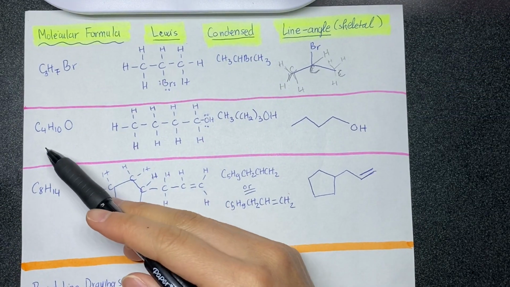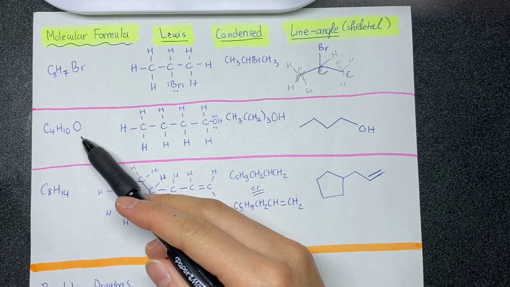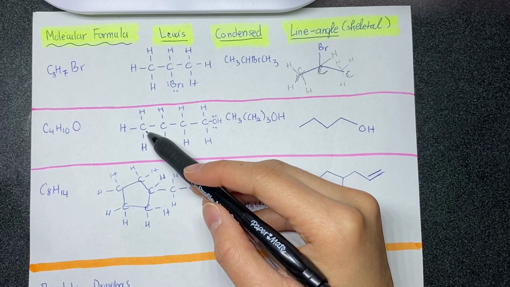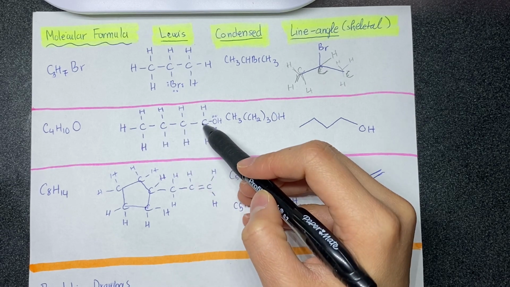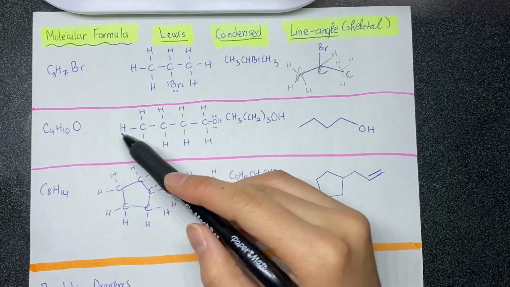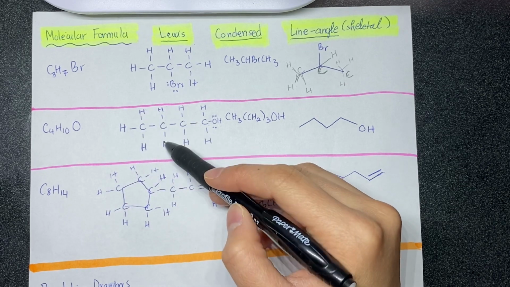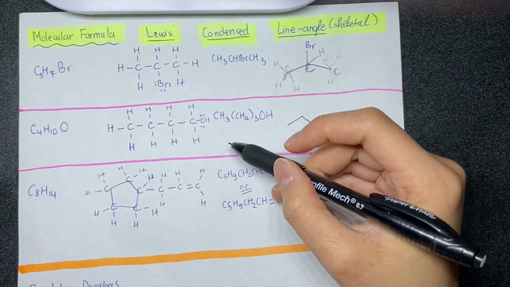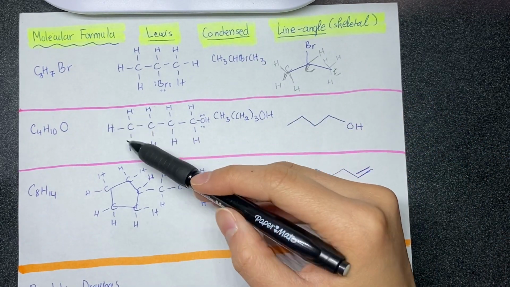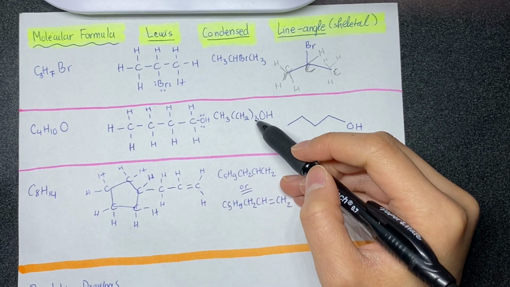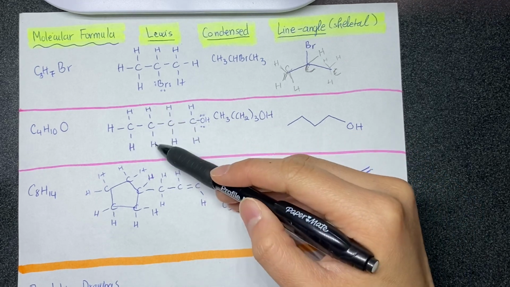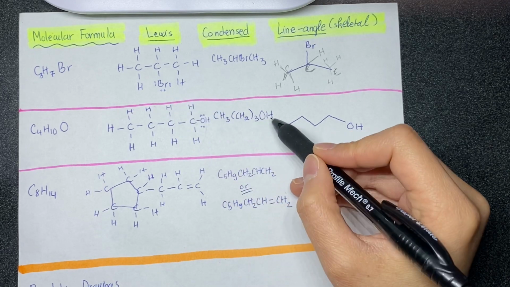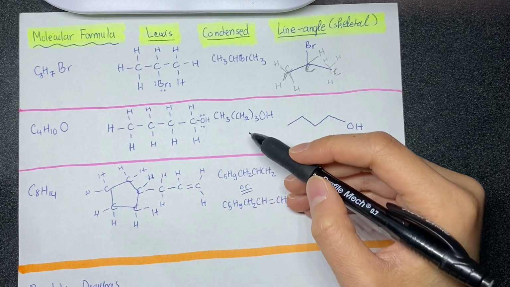We have C4H10O. So we're gonna have 4 carbons, 1, 2, 3, 4. We're gonna have 10 hydrogens, 1, 2, 3, 4, 5, 6, 7, 8, 9, 10. And then your condensed formula would look like this, where you would have CH3 and then CH2, but 3 times. So you have 1 CH2, 2 CH2, 3 CH2, and the OH at the end.